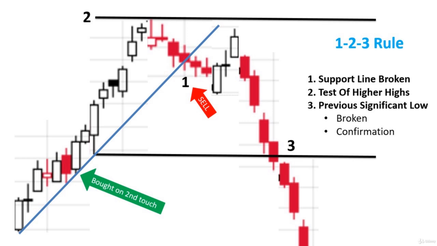So if we look at the 1, 2, 3 in this example, you can see, of course, the support line was broken, and the highs, they had a little pullback, had a little turnaround, but it never really tested that higher high. See how the highest point after the support line, after the trend line, never got up to number 2, never broke through number 2. We're looking for it to break, for this to have worked. In this case, it didn't.